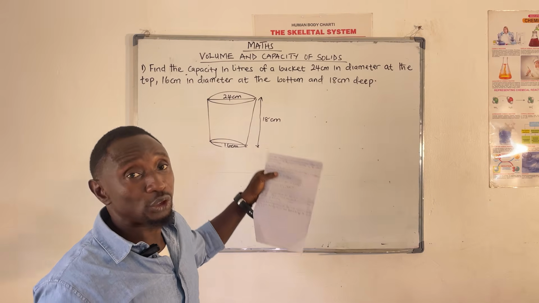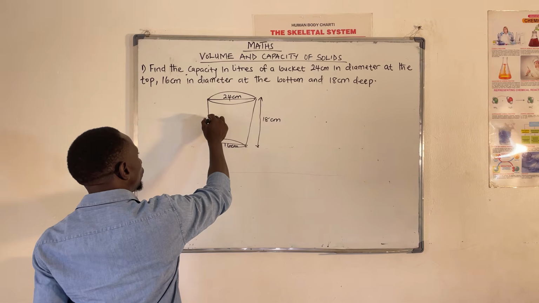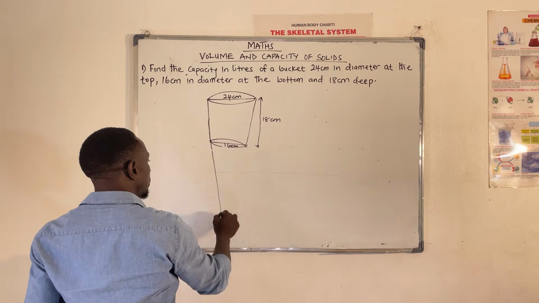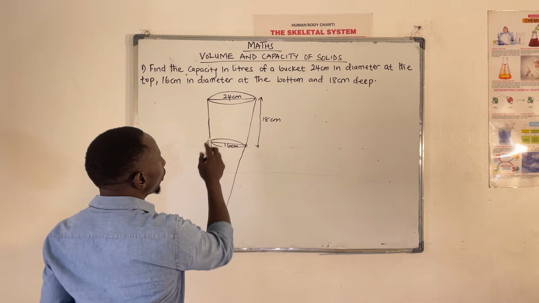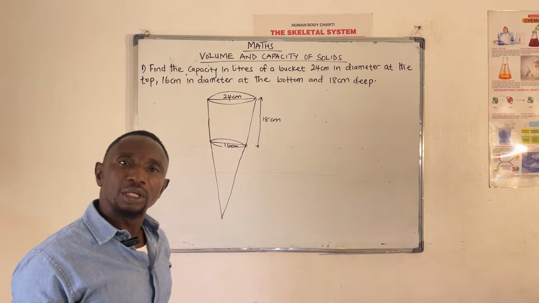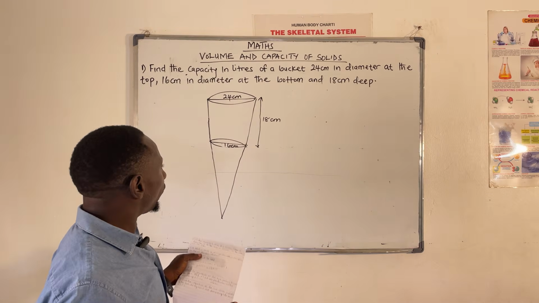So what do we need to do? We need to improvise. And the only way to do that is to draw something like this. Draw this line straight. Can you see? Now, on the board, we have a shape in form of a cone.